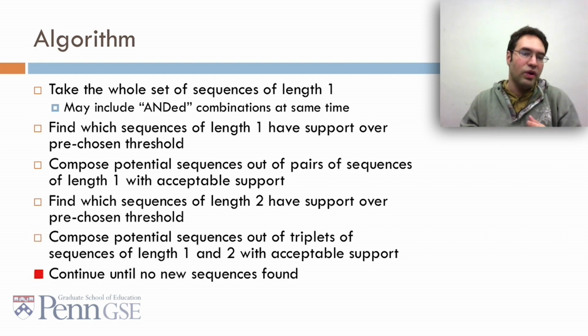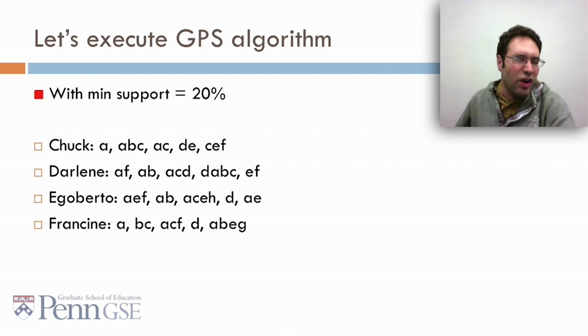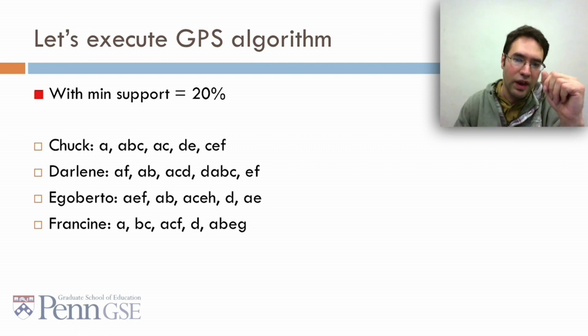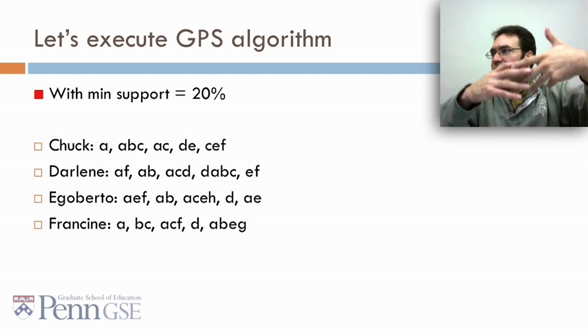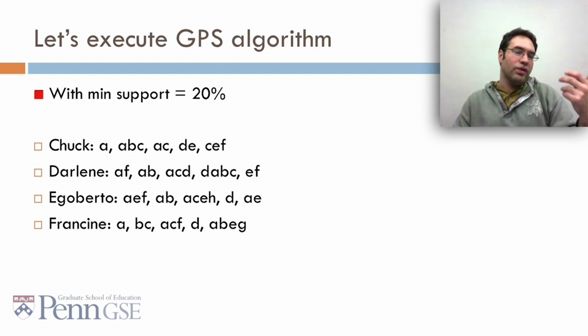We continue until we don't have any new sequences that are supported above the pre-chosen threshold. So let's try actually executing the GPS algorithm, and we'll set min support to be 20%. Let's say we have 4 students who over time have a certain pattern of behaviors which we're going to just label with letters for the time being. You could think of A as gaming the system, B as off task, maybe C is bored, and so on.